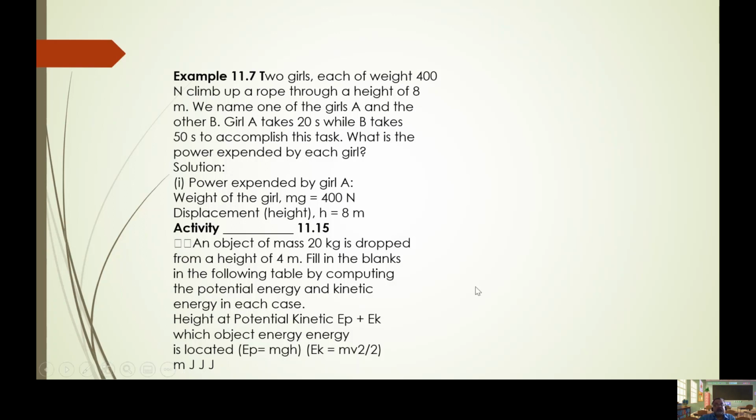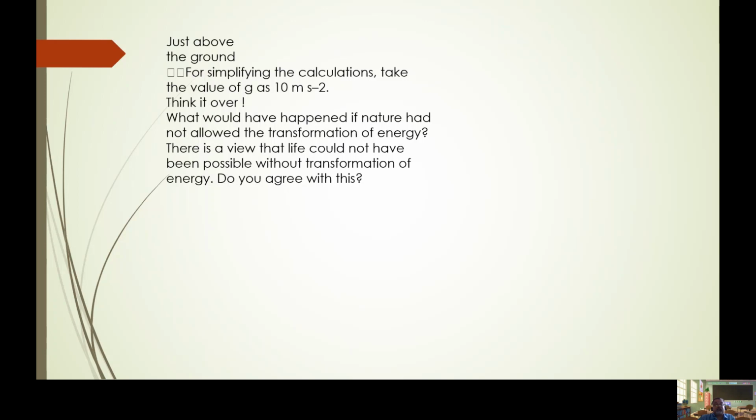An object of mass 20 kg is dropped from a height of 4 meters. Fill up the blanks in the following table by computing potential energy and kinetic energy in each of the cases. Height, potential energy EP plus kinetic energy EK, at which the object is located just above the ground. For simplifying the calculations, take the value of g as 10 meters per second squared.